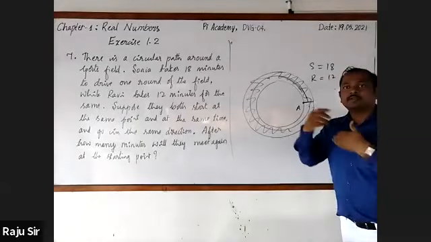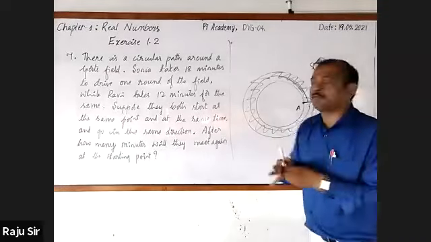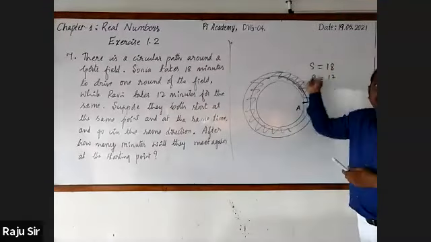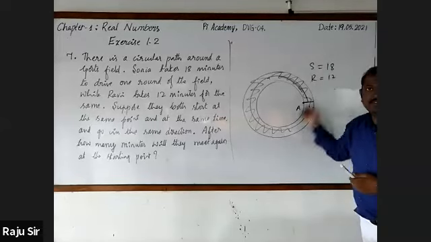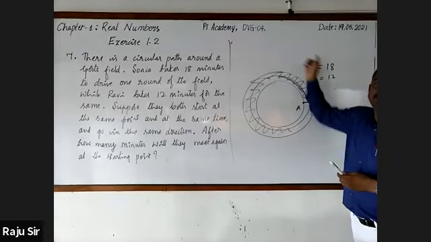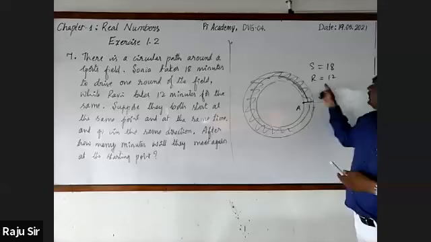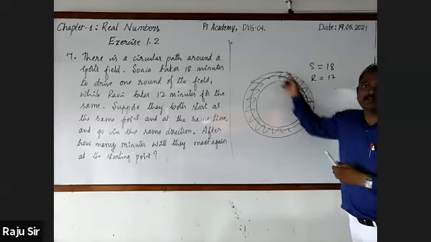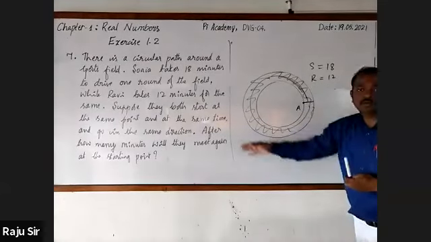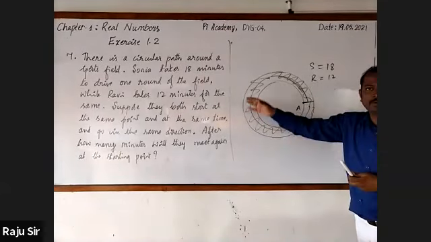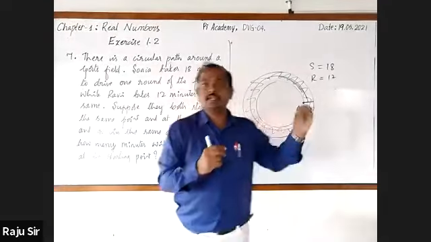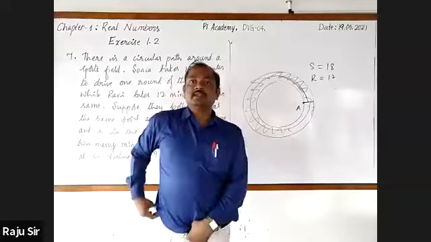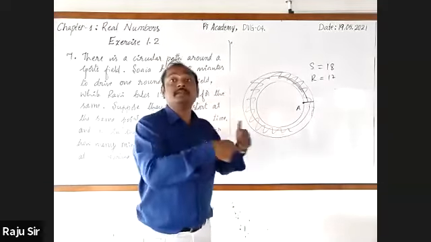Or keep on completing the number of rounds, even the time will also increase. Sonia first, she will take 18 minutes, then 36 minutes, then 54 minutes, and so on. Even Ravi, he takes 12 minutes, then to complete 2 rounds, 24 minutes, 3 rounds, 36 minutes, like this. Here, this situation will give us information regarding the multiples.